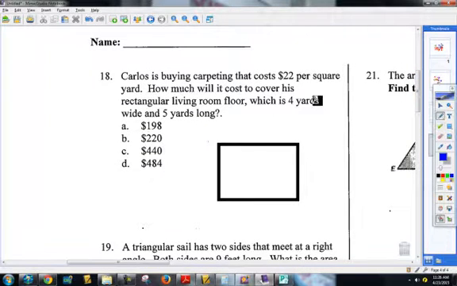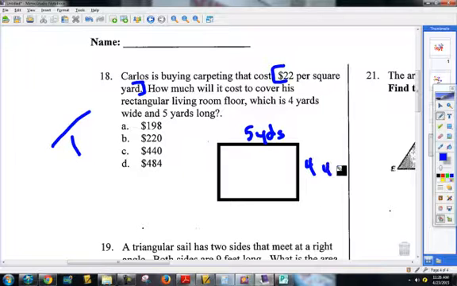Okay, Carlos is buying carpeting that costs $22 per square yard. How much will it cost to cover? Guys, whenever you see the word cover, automatically it's an area question. His rectangular living room floor is 4 yards by 5 yards. I always prefer you to draw a picture real quick, even though it's not 100% necessary here. It's pretty easy to see that the area of his living room is 20 yards squared, right?